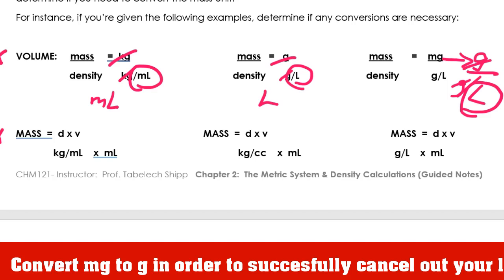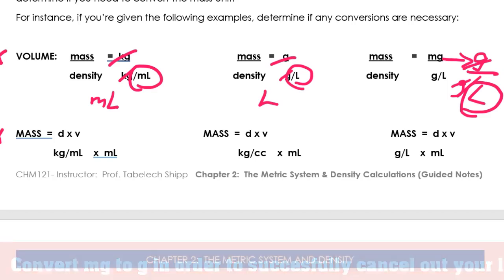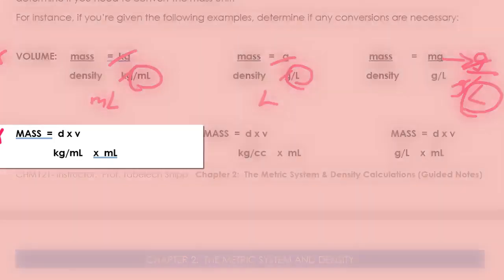Got that? Let's take another look at the example of dealing with mass. You know your formula for mass is equal to density times volume. Okay? Density times volume. So here's the first example. Your density unit is kilograms per milliliter, and your volume is milliliters. Well, you know what the two units you can cancel out are? Milliliters. So your final answer when you calculate it would be in kilograms.